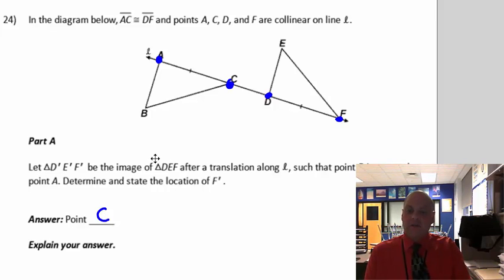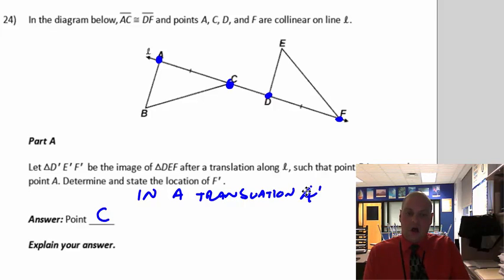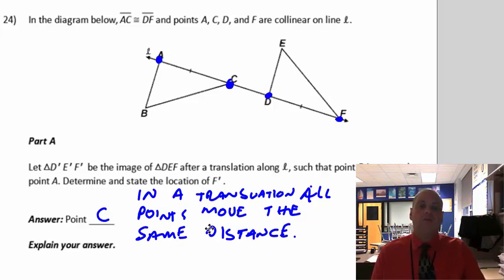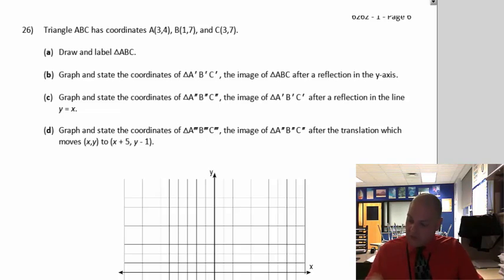And my explanation is in a translation, all points move the same distance. In a translation, all points will move the same distance. So if D goes to A, F has to go to C. If it's a translation, they said it was. All right, and then 25 is a construction.